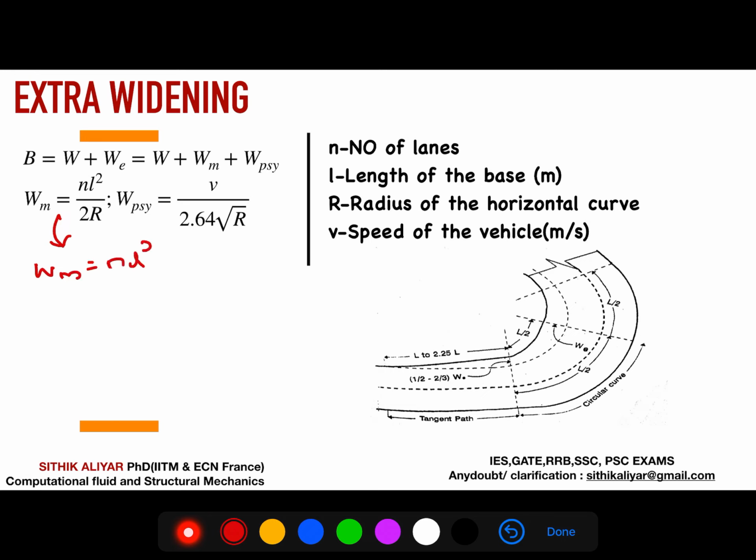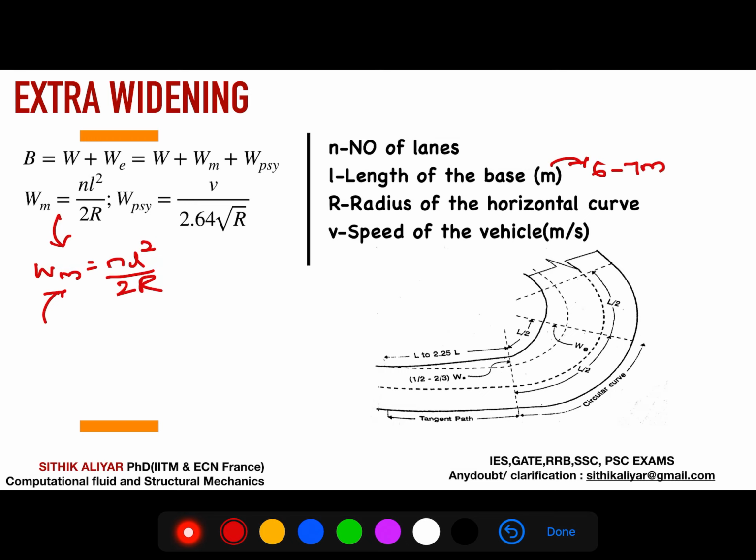If they are asking you for off tracking, just use the formula. Off tracking will be for only one lane, because one vehicle will not take 2-3 lanes. So if they are asking for off tracking, just use L square by 2R. But for an extra widening problem, just use N. N is the number of lanes. If it is a 2 lane road, put 2; 3 lane road, 3; or 4 lane road, put 4. L is the length of the base. Mostly it will be around 6 to 7 meter, and R is the radius of the horizontal curve.